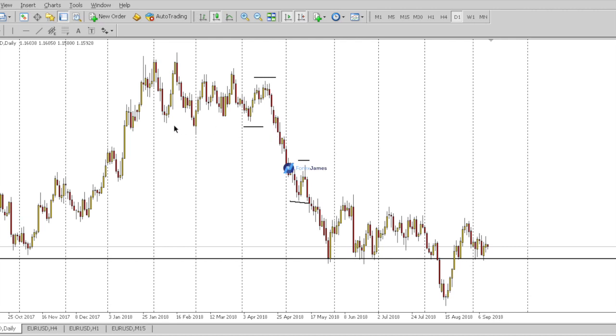Right when the lows here of the previous structure were broken, the bulls failed to make a new high. Instead, the bears jumped in and made a new low. So this is a trending market and it's a confirmed downtrend.